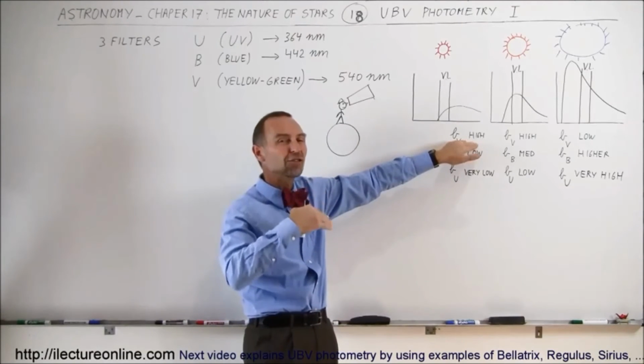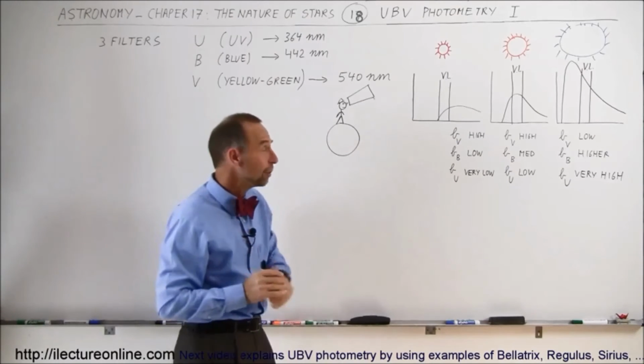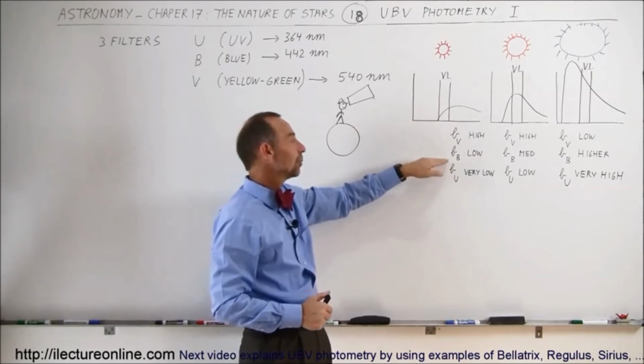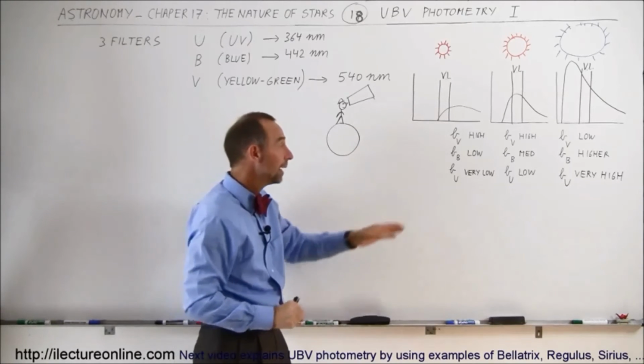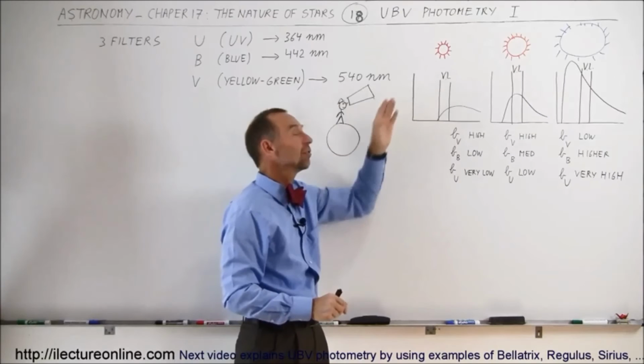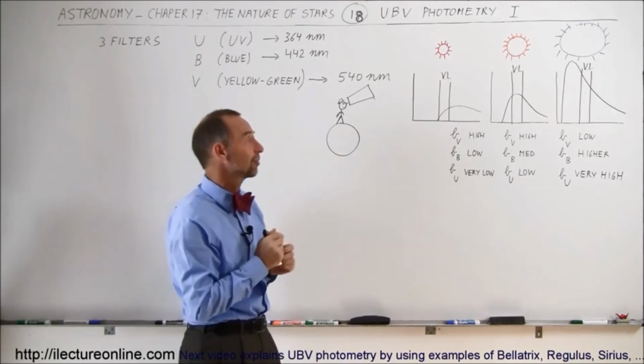A lot of energy comes through the filter when we use a visible filter, relatively speaking. Then we look at the same star again with a blue filter, and we find the amount of energy coming through the filter is much lower. And then finally we try to measure the intensity coming from that star with the UV filter, and we find that very little UV actually comes from that star.